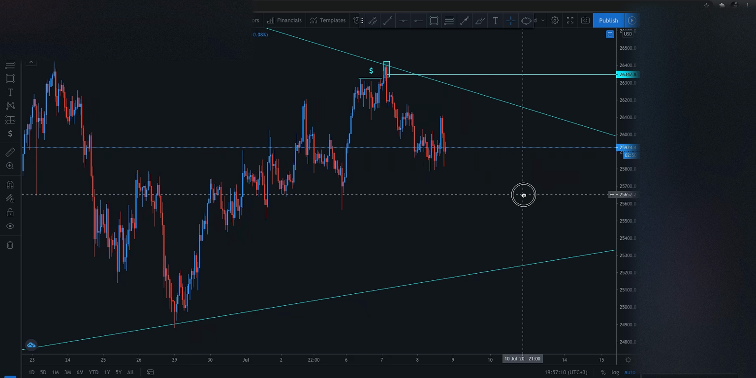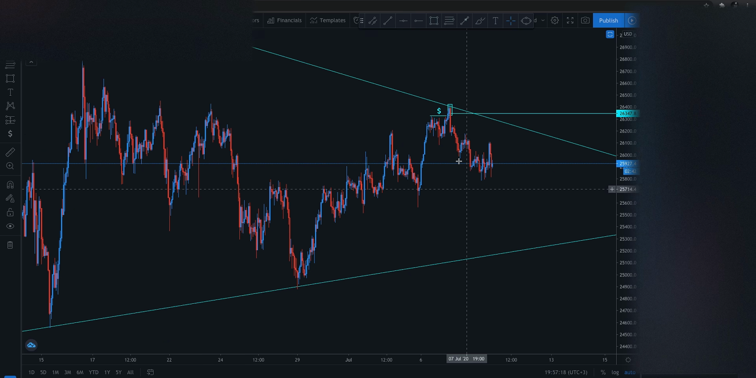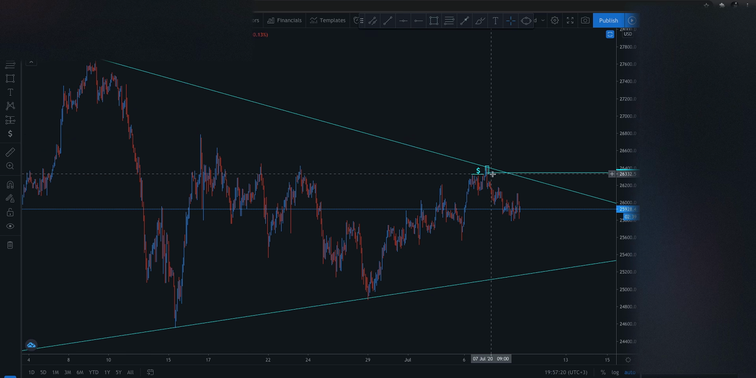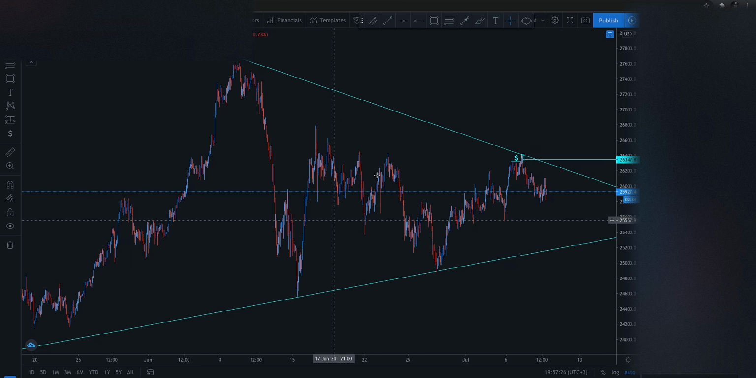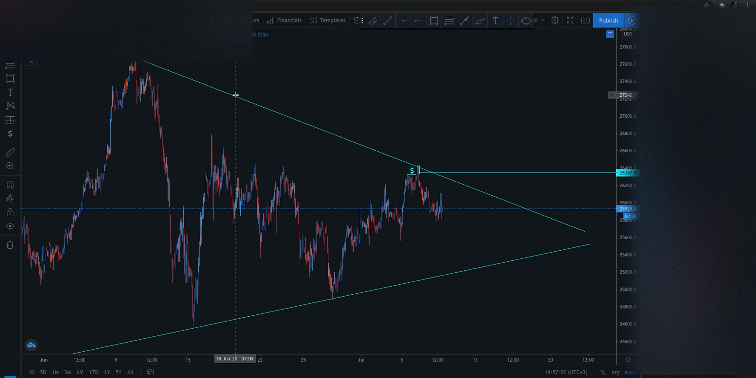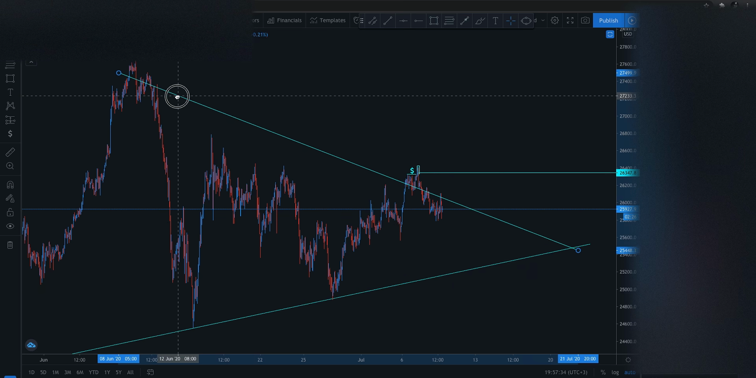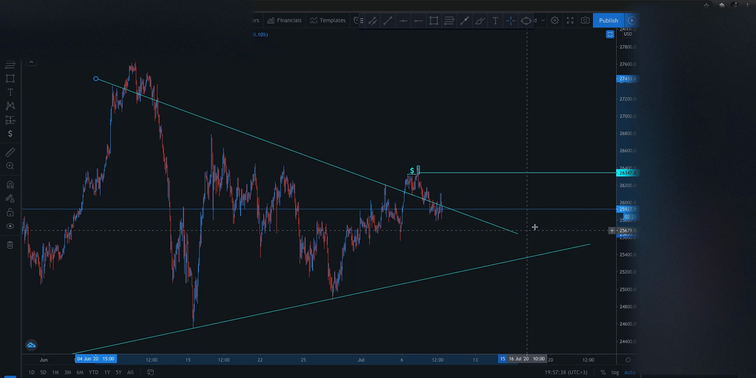Now, the first thing we're going to look at is the US 30. It is a potential setup that I'm looking at for a sell. So in my live stream, we analyzed US 30 and I was looking at this picture. Well, not exactly this. My trend line was a little bit different. It was something like this, but still the same concept.